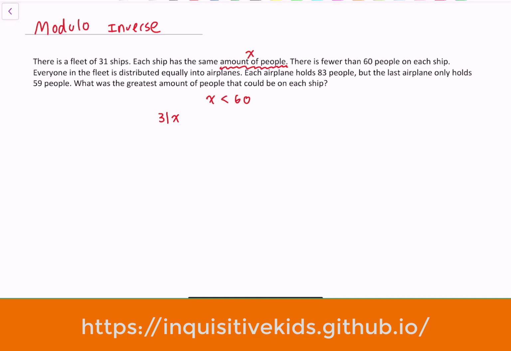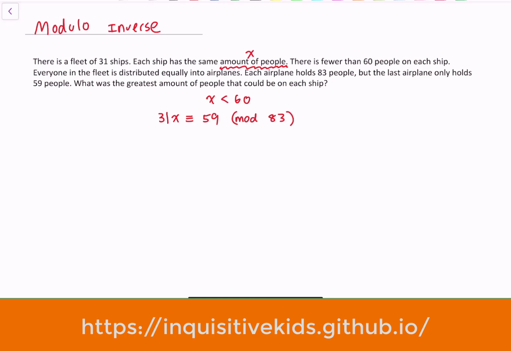Everyone in the fleet is distributed equally into another vehicle, which is airplanes. Each airplane can hold 83 people, but the last airplane only holds 59 people. This means that when we were trying to split everyone into airplanes and fill them up, the last airplane had 59 people left over. So when we write this as a congruence, it can be 31x is congruent to 59, that's the remainder, mod 83, because we're trying to split it into groups of 83.